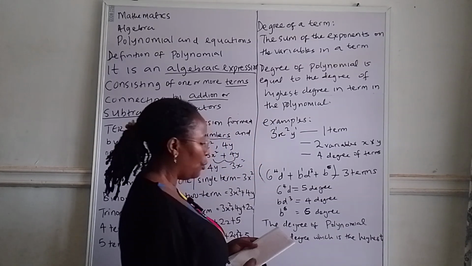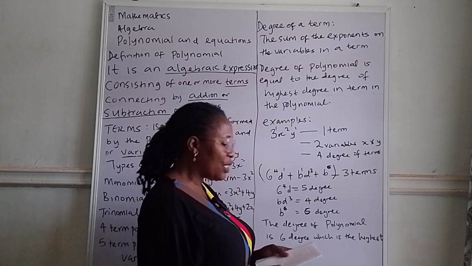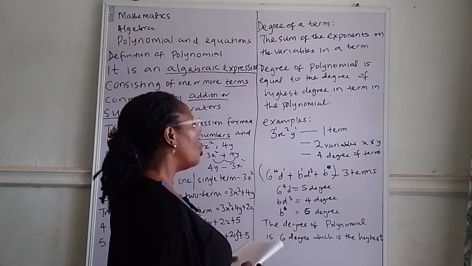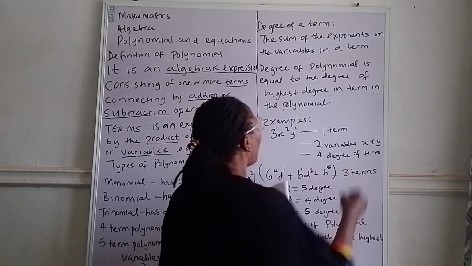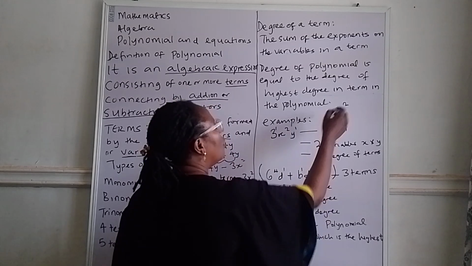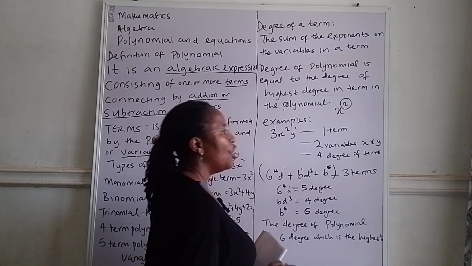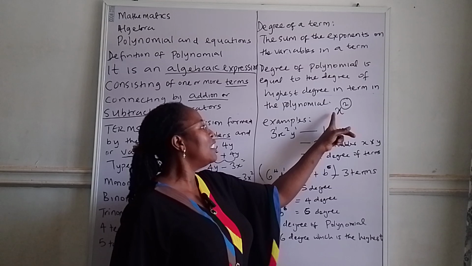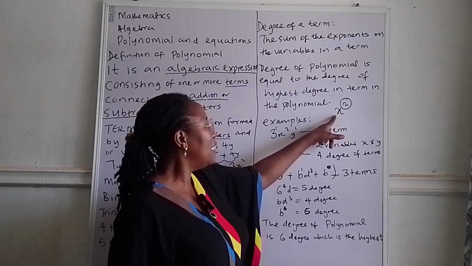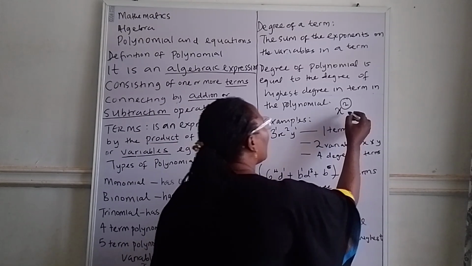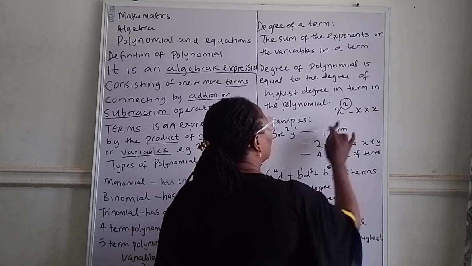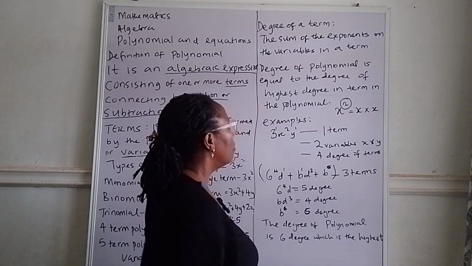What is an exponent? An exponent is the superscript number indicating the number of multiplications. When we say x squared, the 2 here is the exponent. It's only indicating how many times we are going to multiply x by itself. In this case, we are going to multiply x by itself 2 times. x times x. That is what this means.